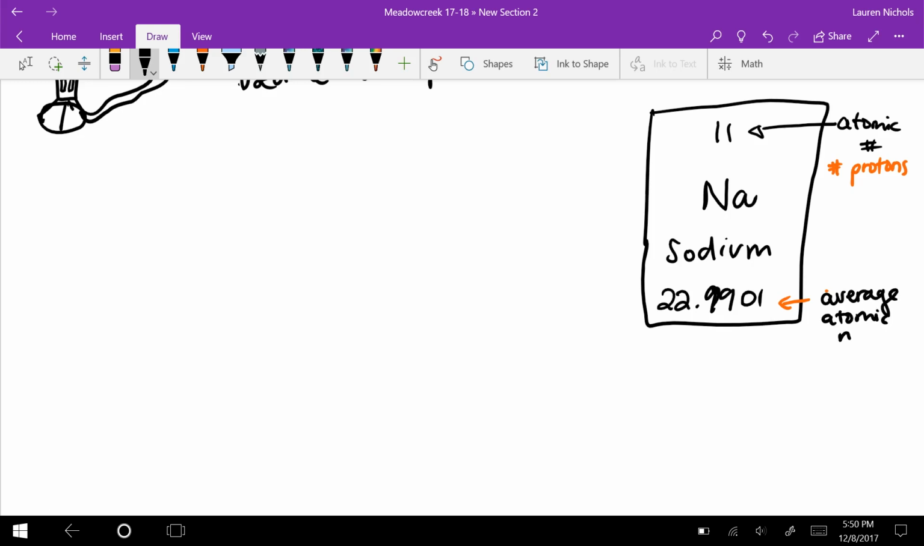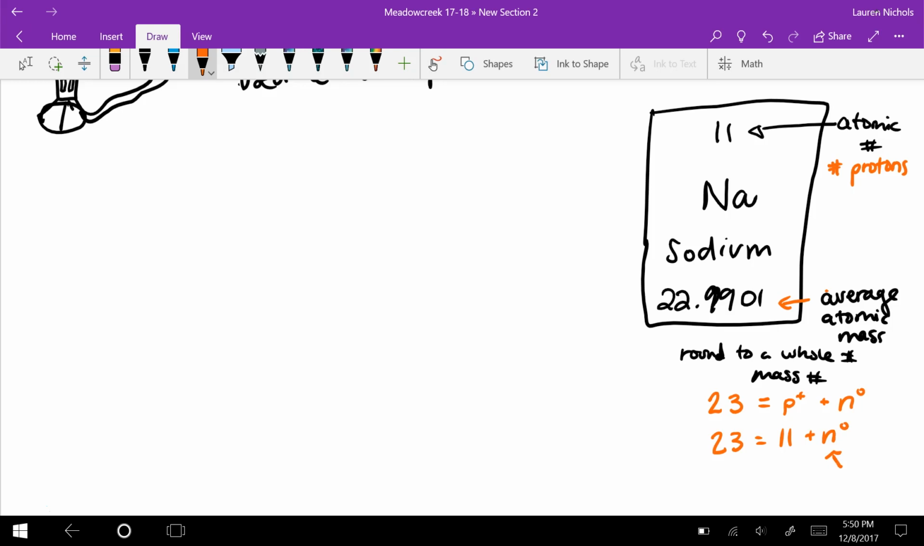Okay, and then we know that this number is the average atomic mass of all the isotopes in the whole wide world. But if you round to a whole number, you get the mass number. So in this case, our mass number is 23. And that number 23 is equal to my protons plus my neutrons. And in this case, I know that I have 11 protons. So that means my neutrons must be equal to 12.